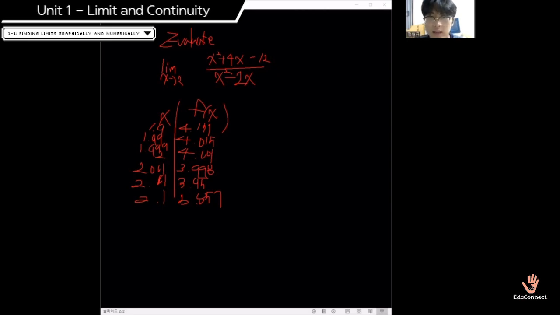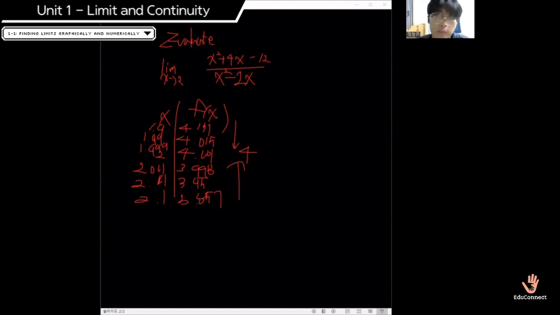of the function is getting closer and closer to 4. So we can say that the limit as x approaches 2 of this function is equal to 4. So the way we've been able to calculate the limit is by seeing what value the function is approaching as x gets closer and closer to a particular number.